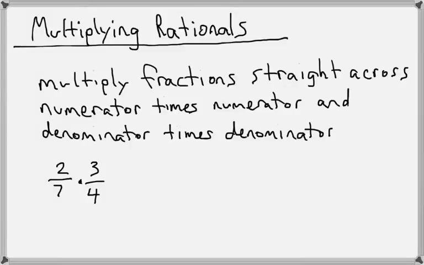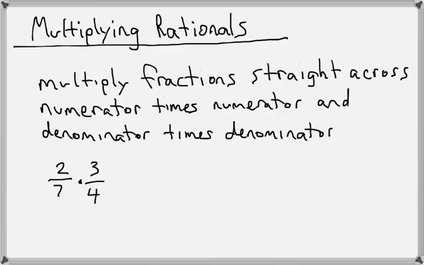In this video, we're going to go over how to multiply with rationals. When we do this, it's going to be more advanced than when we've dealt previously with multiplying fractions, but your rules are still going to remain the same. In order to multiply fractions, you're going to multiply straight across. You're going to take your numerator times your numerator, and your denominator times your denominator.